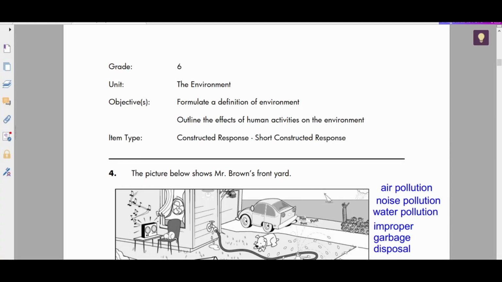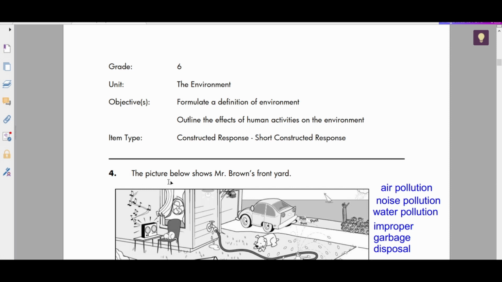Hi guys, in this episode we're going to be looking at the environment. The objective is to formulate a definition of environment and outline the effects of human activities on the environment. The item type here is constructed response, and this is a short constructed response. So you're going to have to write a few lines about something. There is also a longer form constructed response, like an essay or a letter.